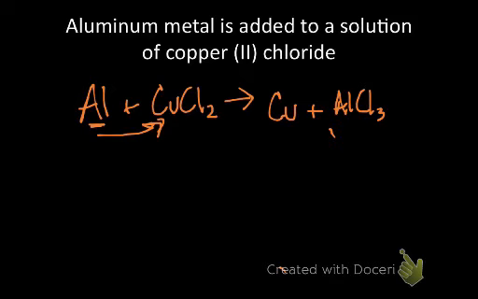Okay, next step, again, before we move on, is to balance it. So to balance this one, we need a 2 in front of the Al, 3 in front of our copper chloride, gives us 3 copper and 2 aluminum chloride.